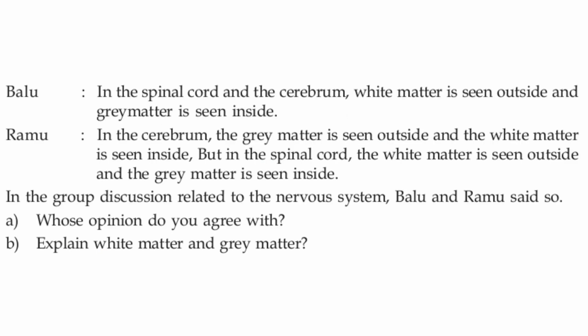Next question. Here Balu says, in the spinal cord and cerebrum, white matter is seen outside and grey matter is seen inside. Ramu said, in the cerebrum, the grey matter is seen outside and white matter is seen inside. But in the spinal cord, the white matter is seen outside and the grey matter is seen inside. In the group discussion related to the nervous system, Balu and Ramu said so. So the first question, whose opinion do you agree with? Second part, explain white matter and grey matter.